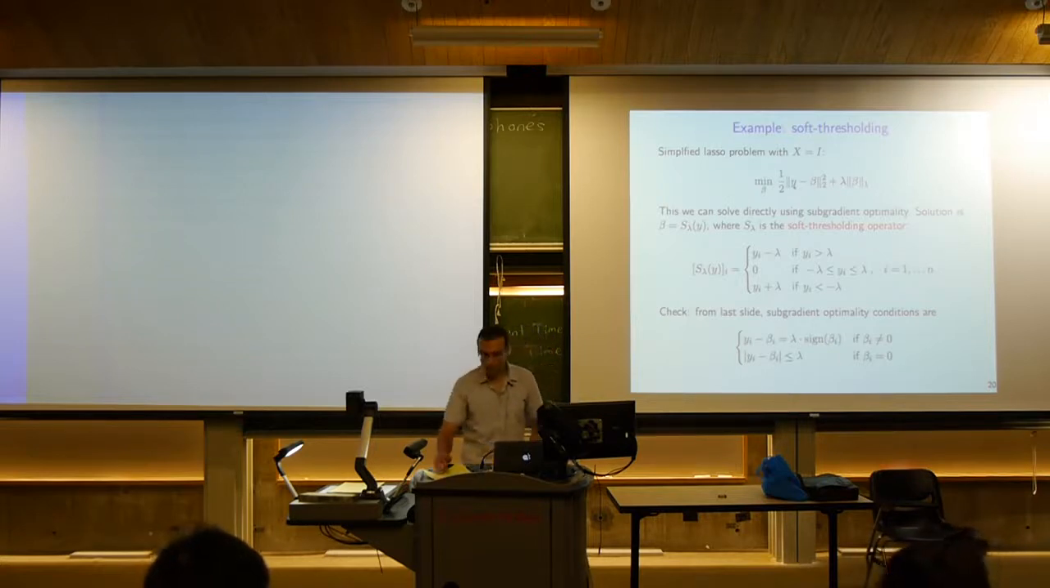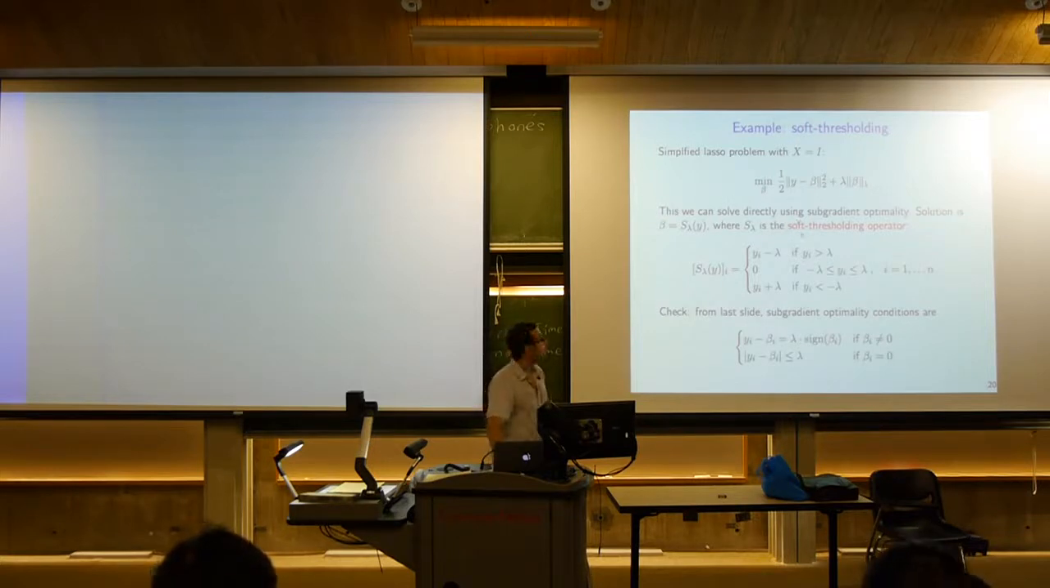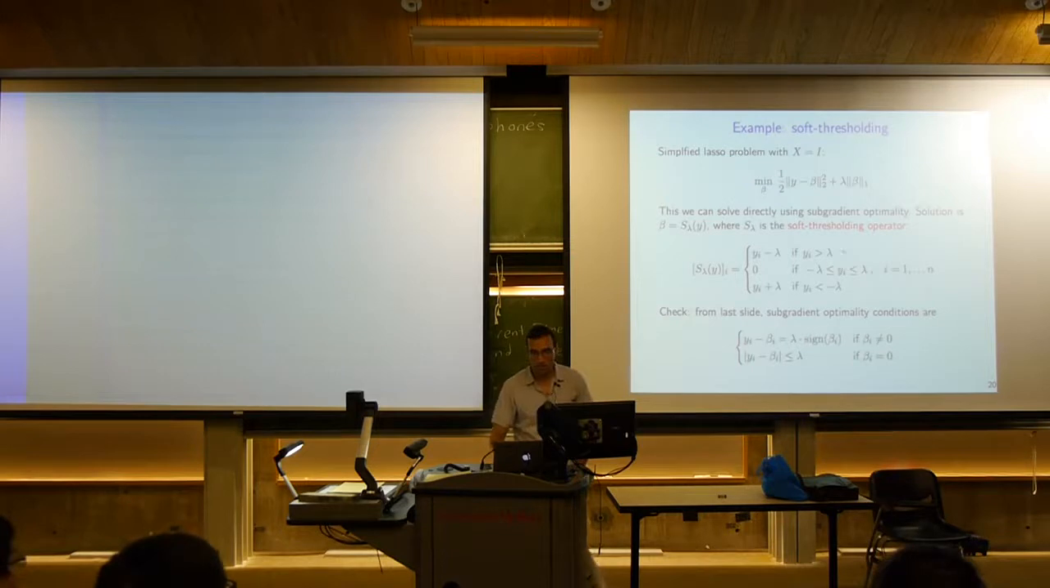And with this one, it turns out we can actually solve this directly using subgradient optimality. So when we write down the subgradient optimality conditions, we can derive an explicit solution. It's a very special case, and it's a very useful one too. We'll see this pop up a number of times from now on when we talk about proximal methods and other things like that. So let's just state what the solution is first.